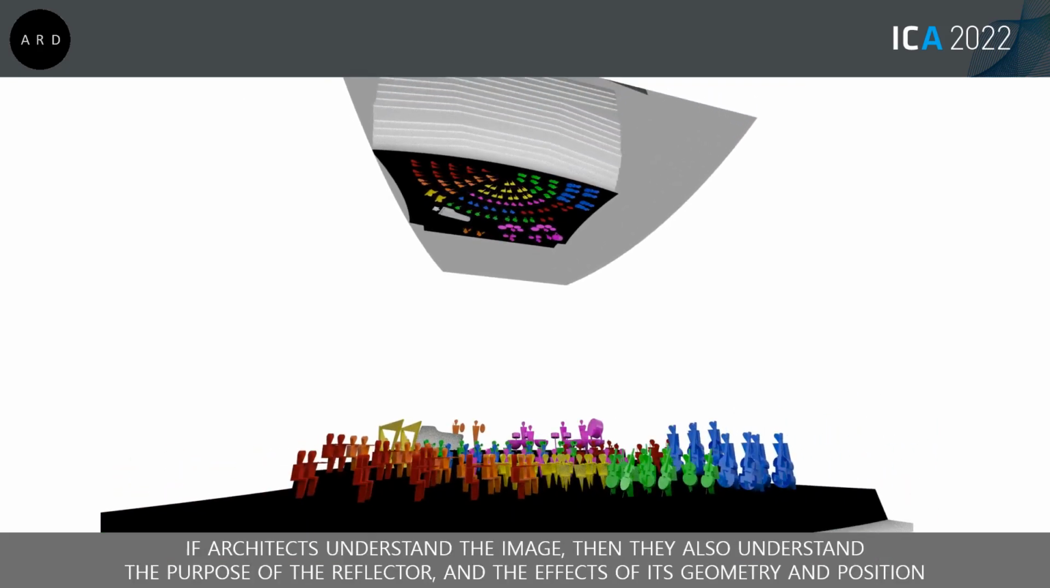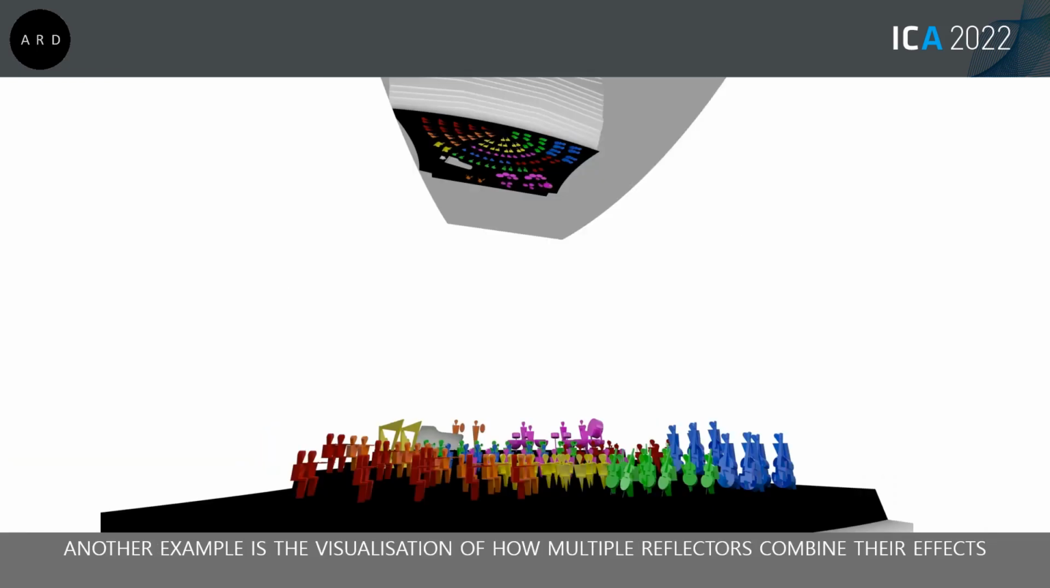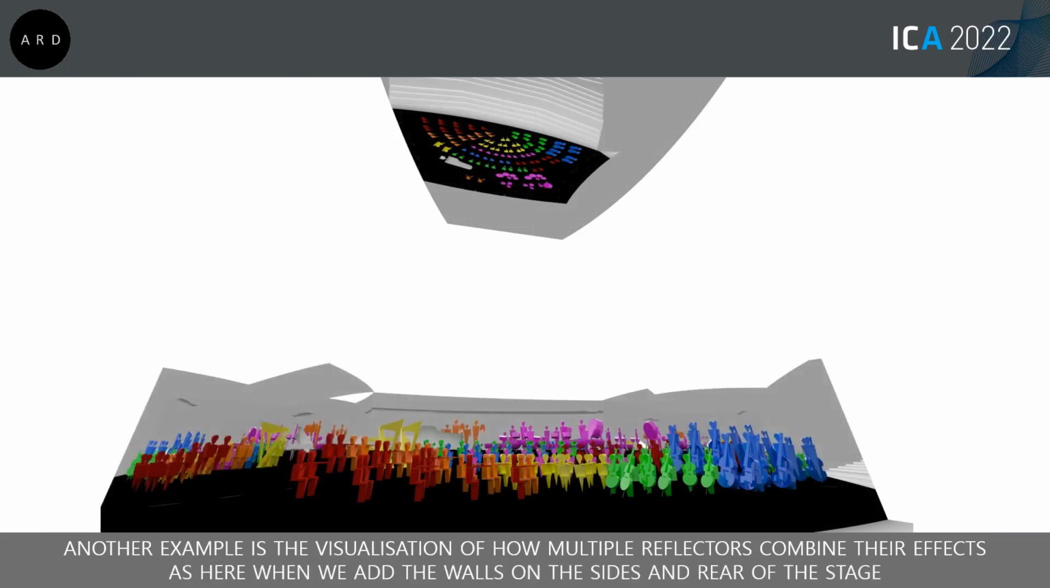If the architect understands the image, then they also understand the purpose of the reflector and the effect of its geometry and position. For example, here's the effect of increasing the height on the strength of the reflection. The sound reflection gets weaker as the canopy height increases. Another example is the visualization of how multiple reflectors combine their effect, as here, when we add the walls on the side and the rear of the stage.